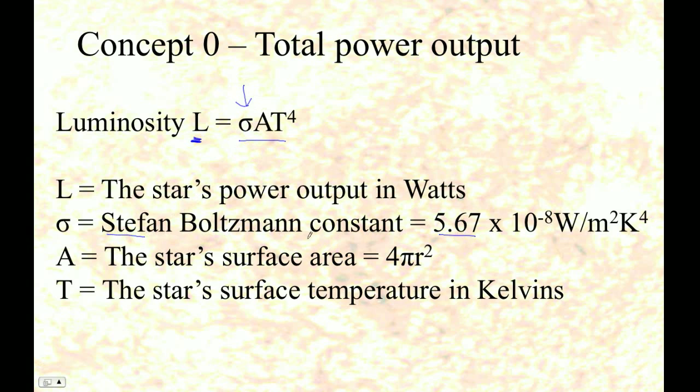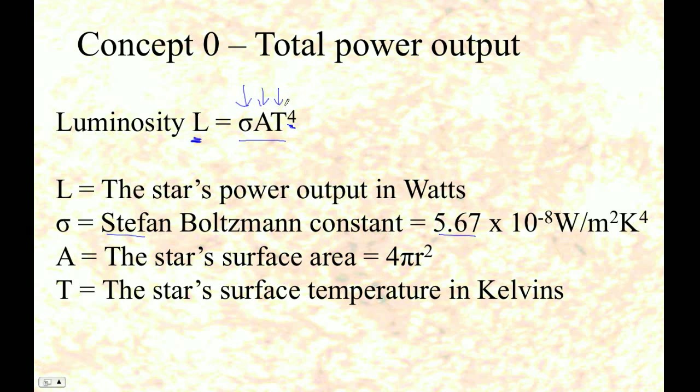And A is the radiative area that a star has. So stars that are big can put out a lot of light because they have a lot of radiative area. And obviously stars that are hot put out a lot of light. Notice that that's to the 4th power. So if you double the temperature of a star, that's 16 times the power output. 2 times 2 times 2 times 2, that's 16 times.